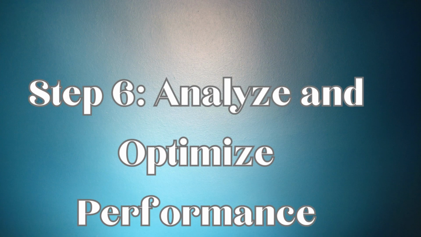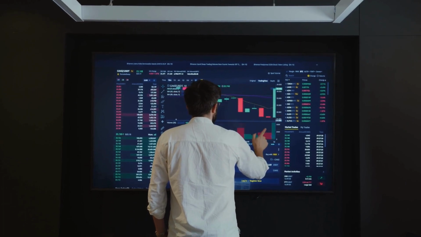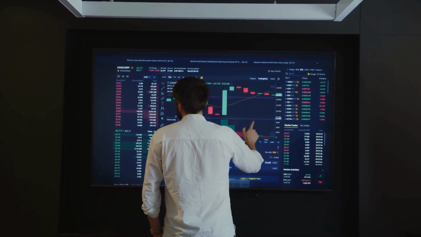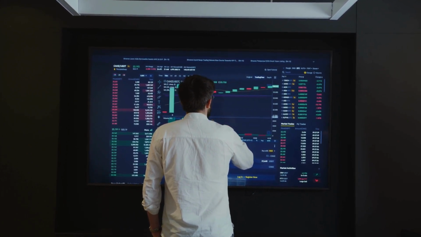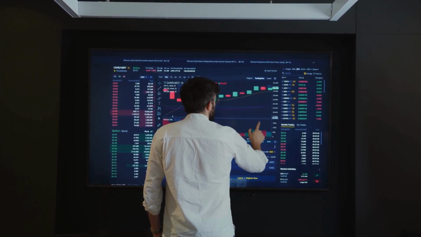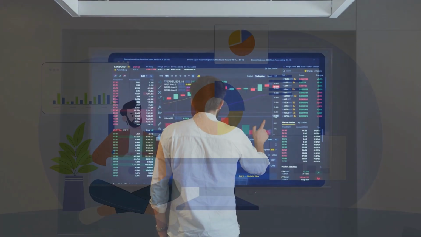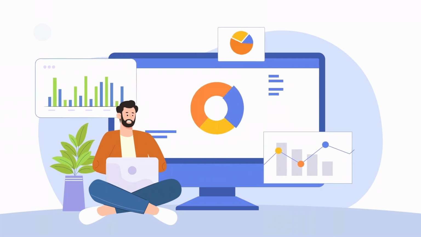Step 6. Analyze and optimize performance. Regularly monitor the performance of your Facebook marketing efforts using analytics tools. Pay attention to metrics such as reach, engagement, and conversion rates. Use these insights to refine your approach and optimize your future campaigns.